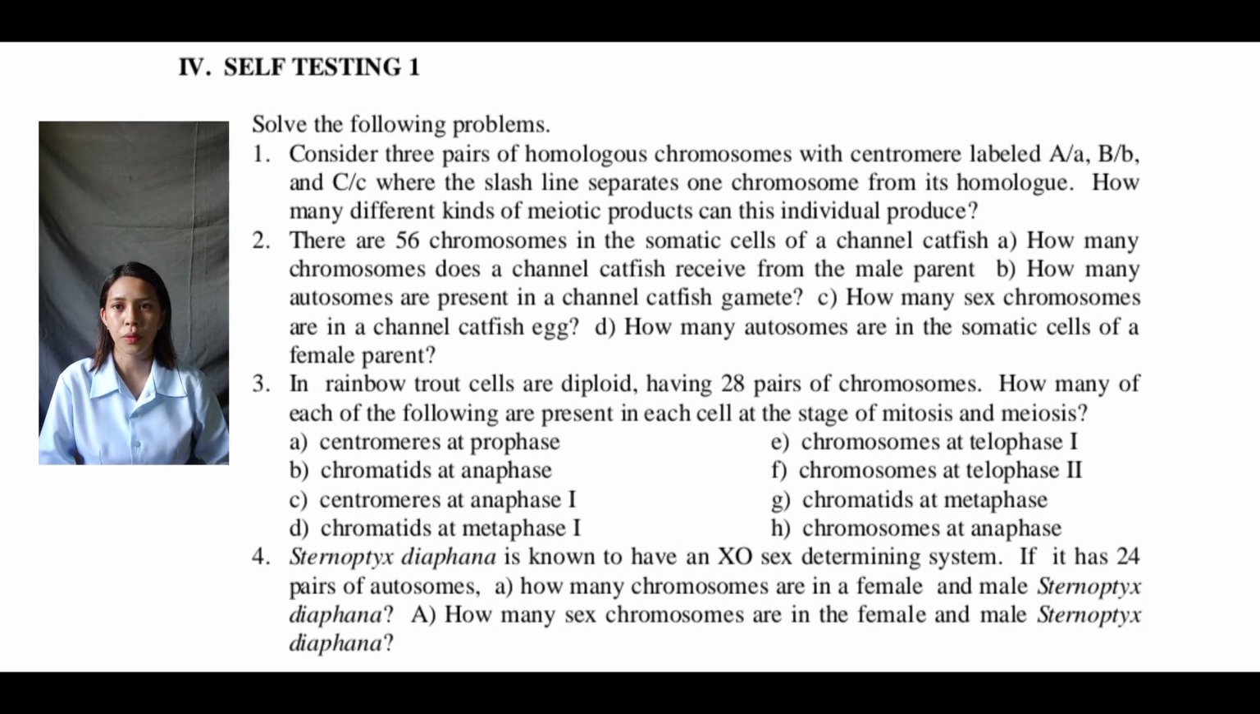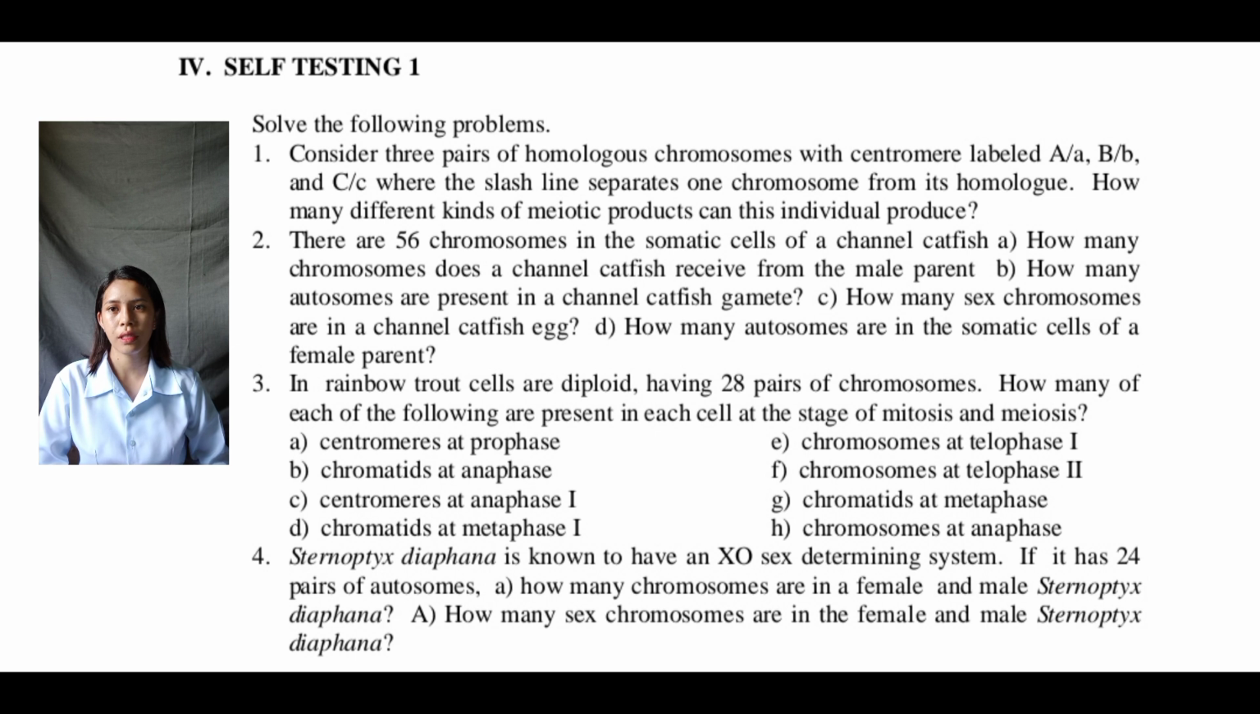Letter C of question number 2. How many sex chromosomes are in channel catfish egg? My answer is 2. Letter D of question number 2. How many autosomes are in the somatic cells of a female parent? My answer is 28. Question number 3 in self-testing 1.